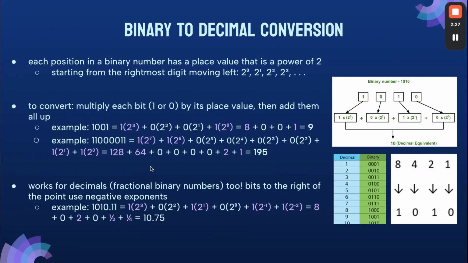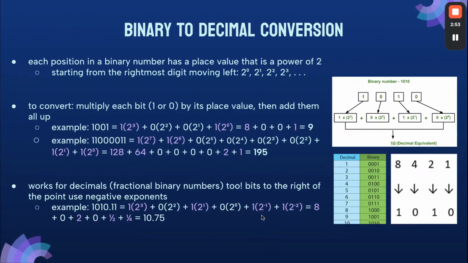This also works for fractional binary numbers too. Bits to the right of the point use negative exponents. As you can see here, we're doing the exact same thing for the binary number 1010.11.